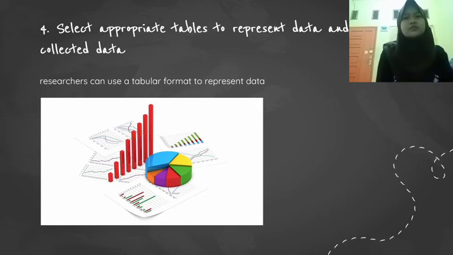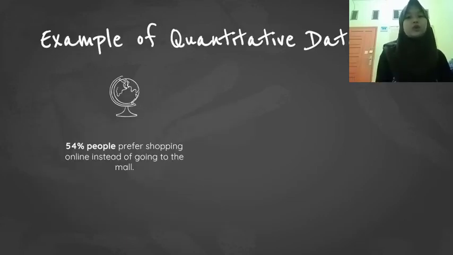Going to the examples of quantitative data. For example, in our data at the end of our analysis, we conclude that 54% of people prefer shopping online instead of going to the mall. It means that we have already made it as a conclusion, right?